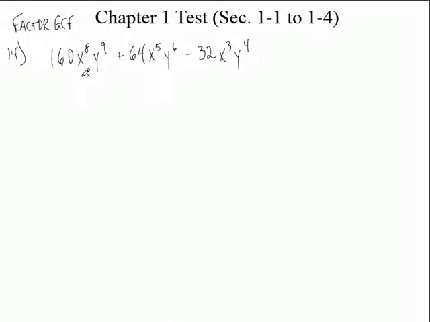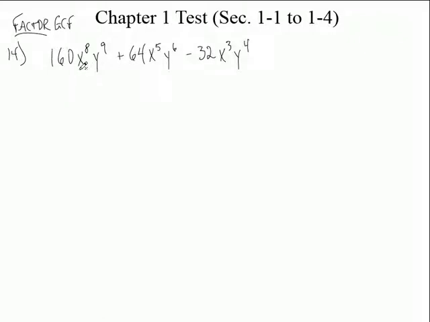Okay, this one's a little different. We're actually going the other way. We're actually not multiplying something together. We're actually going to divide something out of here. And that's factoring. Okay, factoring. And this one says factor the greatest common factor. That's really the only way you can factor this thing.